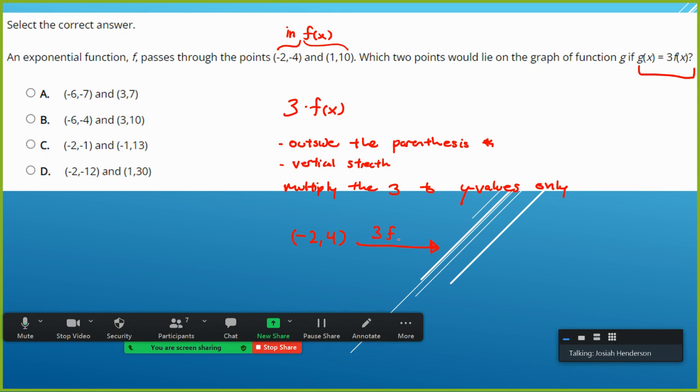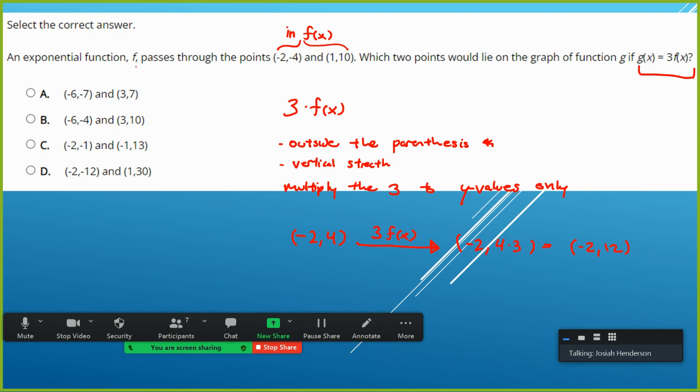Using this rule should be multiply 3 to just the y values. So that's 3 times the 4. The -2 stays fixed, stays the same. 4 times 3, and that is 4 times 3 is 12. So we've got -2, comma 12.